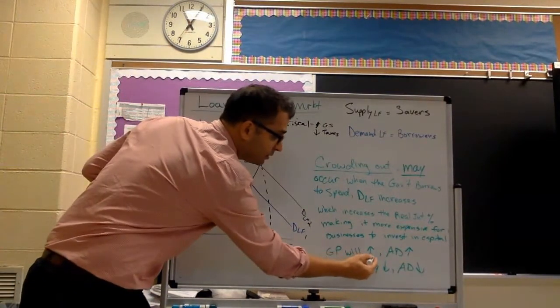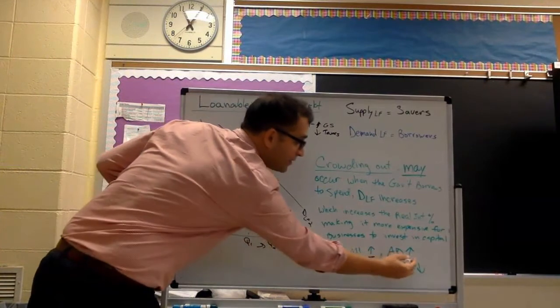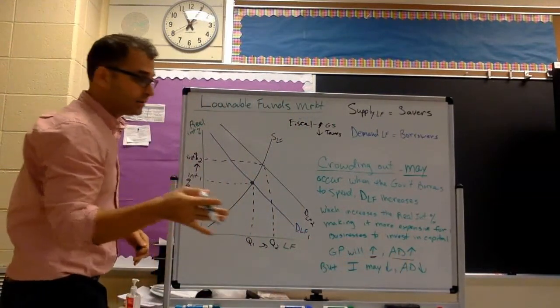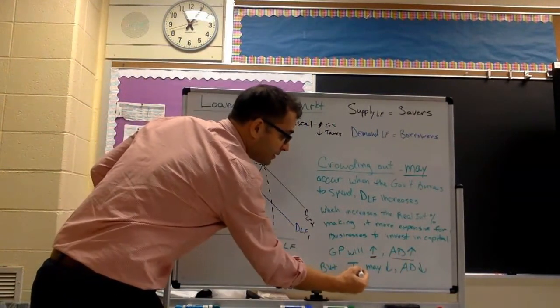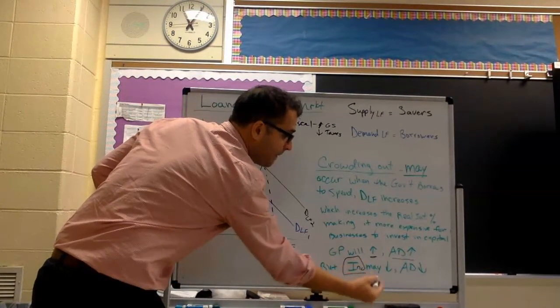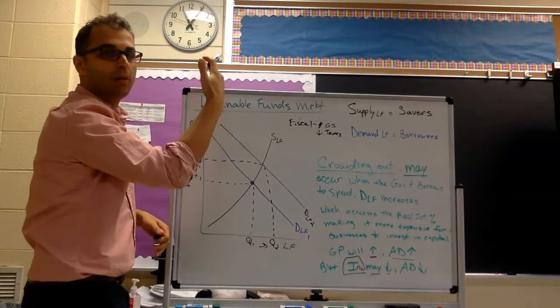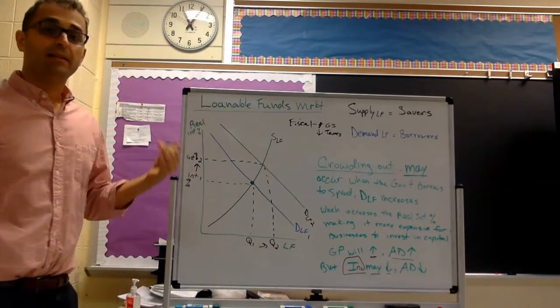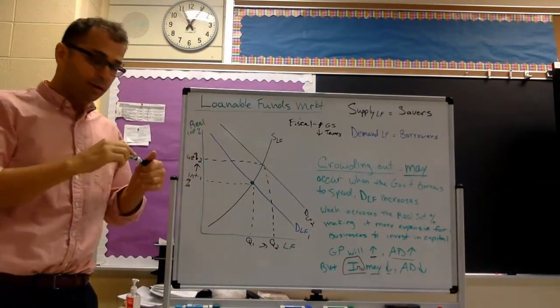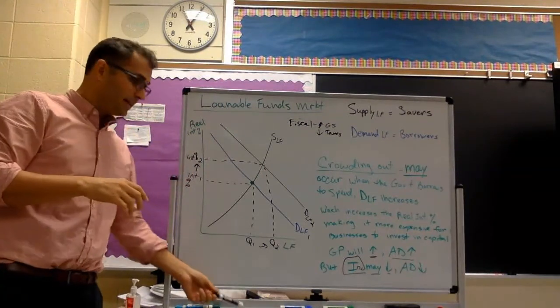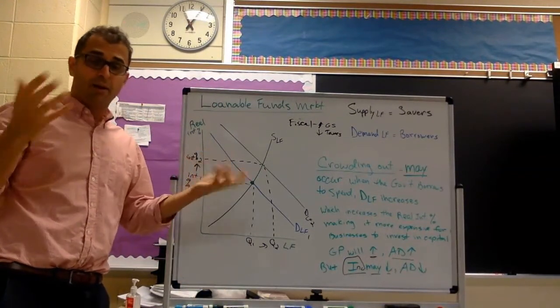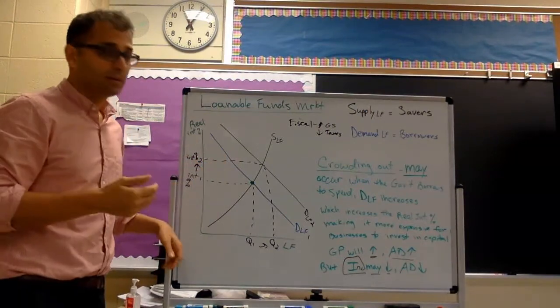Government purchases will go up, yes, and aggregate demand will go up, but at what cost? Investment, big I, may decrease and aggregate demand won't go up as much as we had hoped. So that's what the argument is for crowding out. You're gonna see it a lot. They might say there is crowding out or there isn't crowding out. What happens in this situation? All right, I hope that was clear.